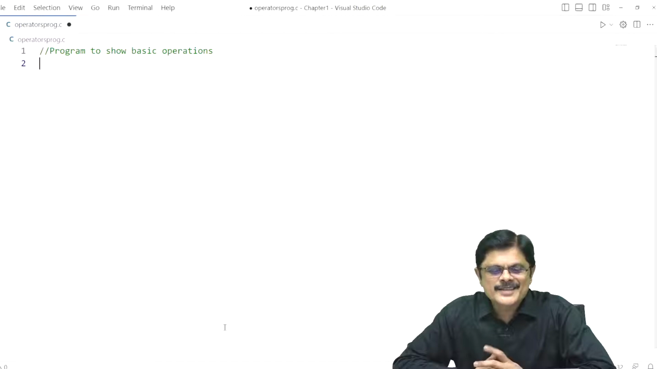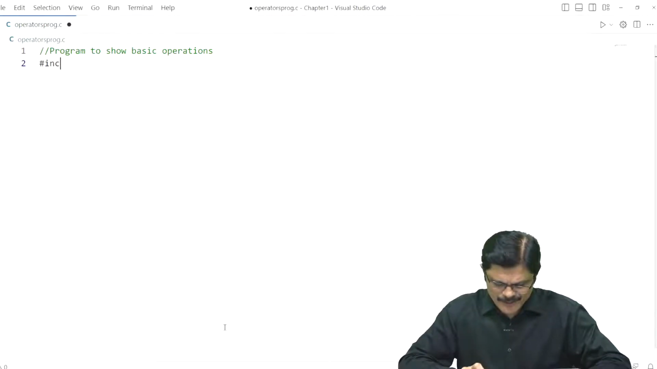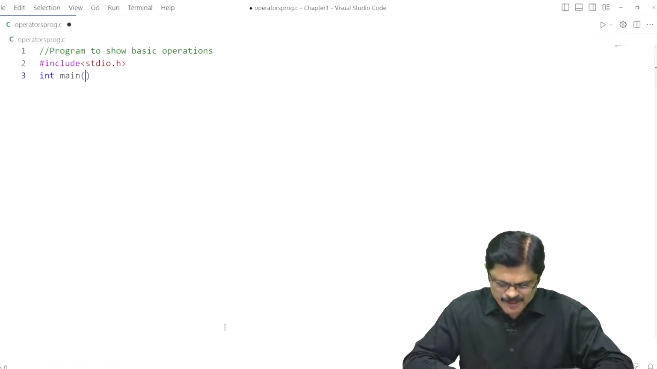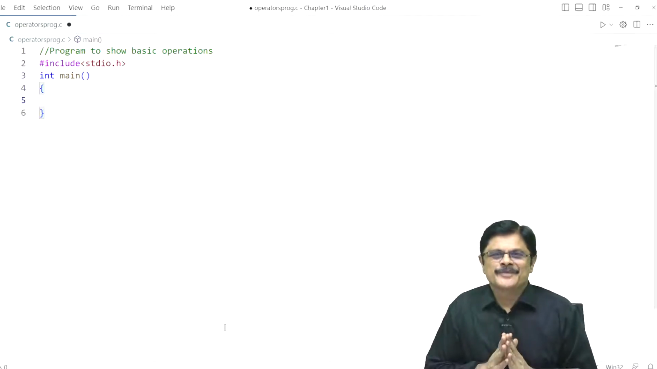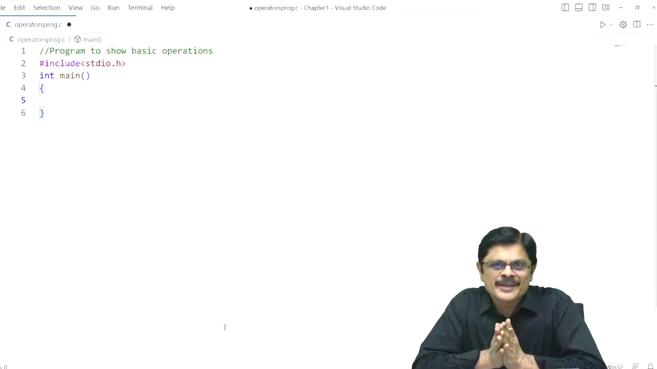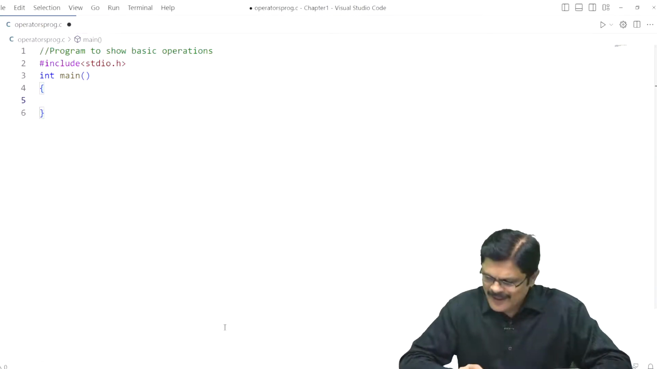Now, let us see a simple program to illustrate the basic operation. As usual, we start with #include <stdio.h>. Now, this is my main function block. Here I am just printing the basic operation between two integer constants. So, let me write down that printf.